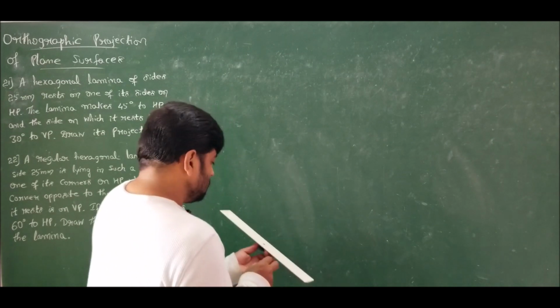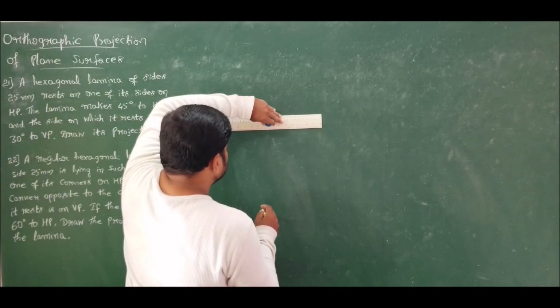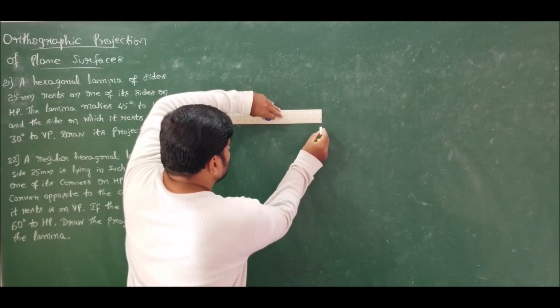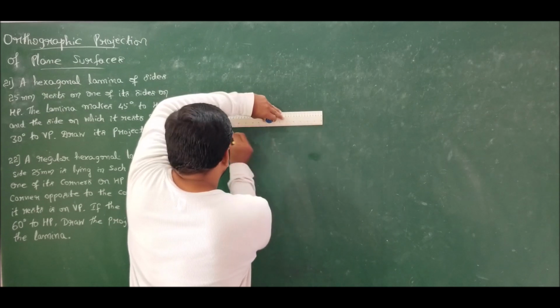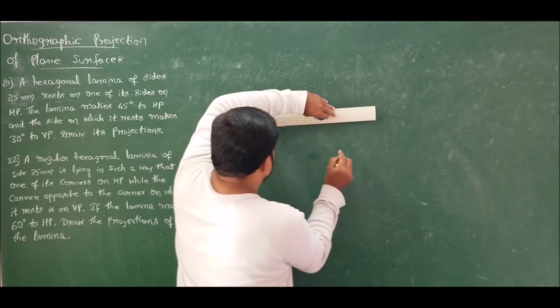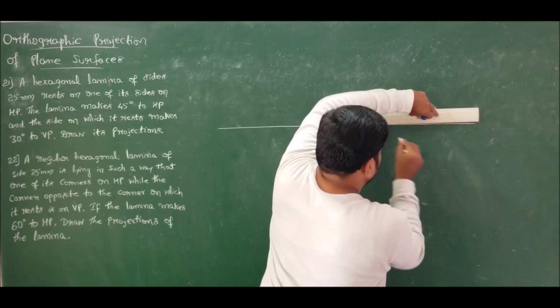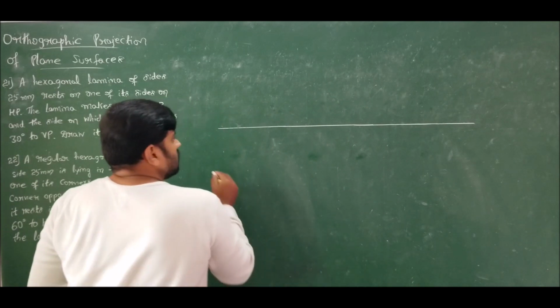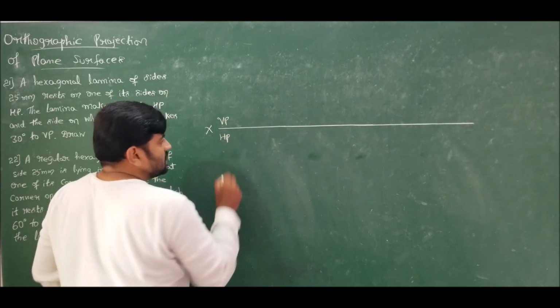So since the lamina is resting on HP on one of its corners, let us draw the hexagon in such a way that I will get a corner towards my left hand side. Since it is a hexagon, I will get a corner on either side, correct? So first let me draw the XY line. Drawn. Let us take this as reference HP and VP.